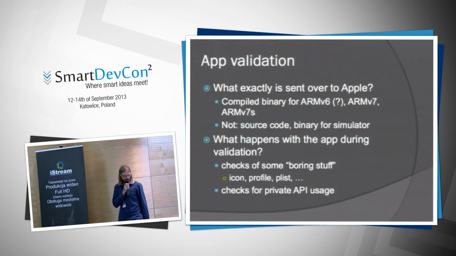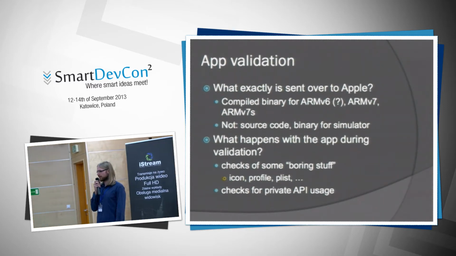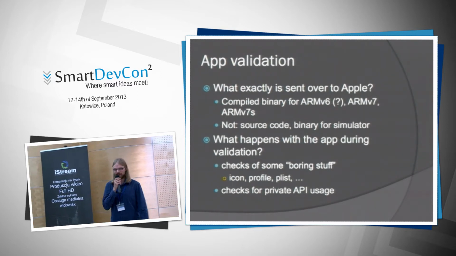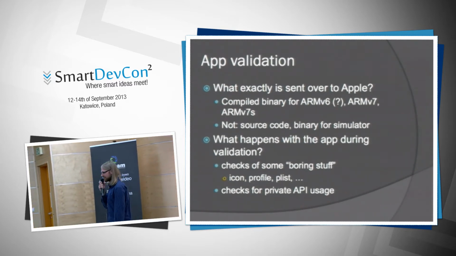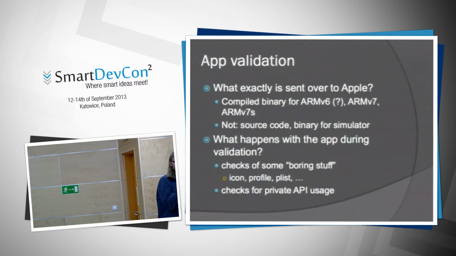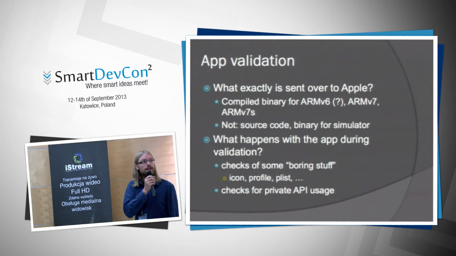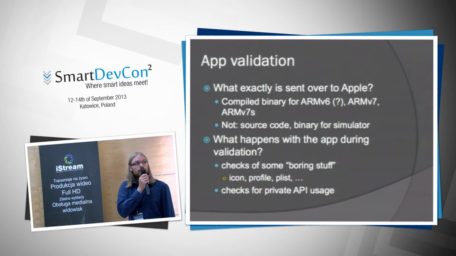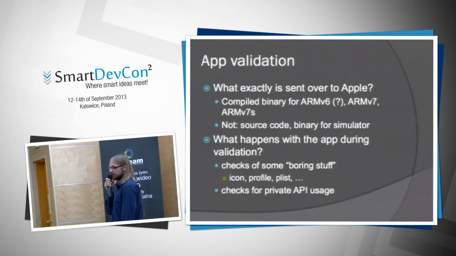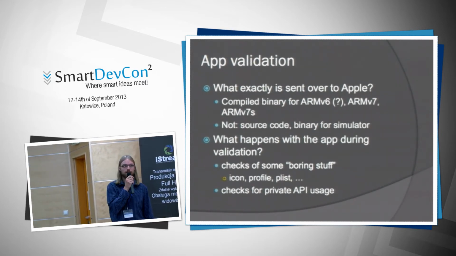I'm going to talk a little bit about the app review and app validation process at Apple, because it has a lot of question marks about it. There is probably not much information about these things in the official Apple documents. One of the most popular questions is, what exactly is sent to Apple when you hit the validate or publish button in Xcode?